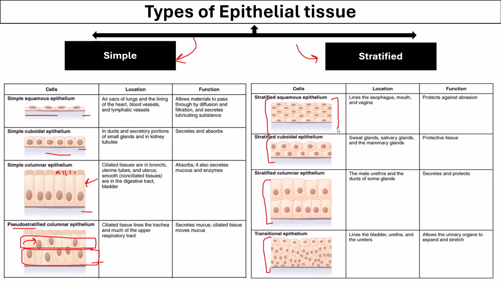Again, in the category of being multi-layered, they can be flat cells, cube or columnar, or transitional. Transitional are the ones that are undergoing shifts in their position and shape, because the organs where these tissues are present are undergoing expansions and changes in their shape, for example the bladder, urethra, or ureter.